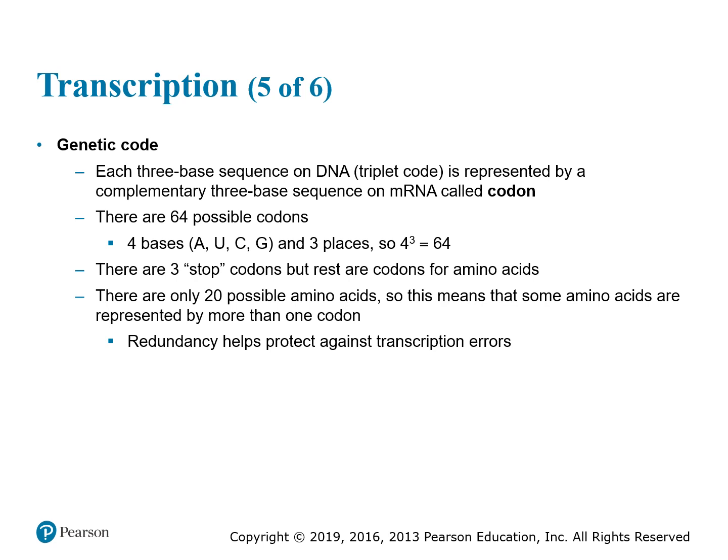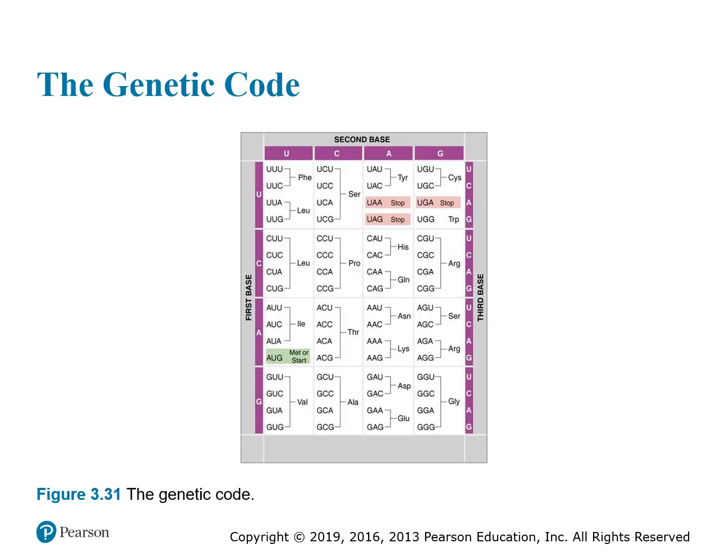There are only 20 possible amino acids, so that means that some are represented by more than one codon. And this is actually important. The redundancy here helps to protect against transcription errors. So say you've made an error in the third base. Well, if it codes for the same thing, that doesn't actually matter because you're still going to incorporate the same amino acid.